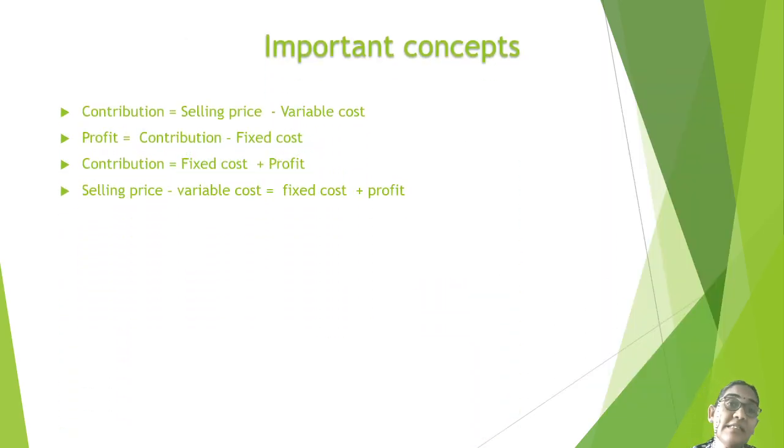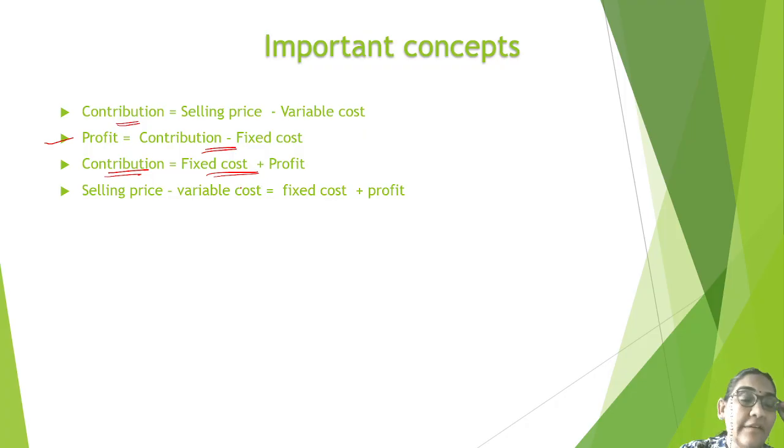Now, the important concepts that you should know when you're discussing marginal cost. Contribution is selling price minus variable cost, as I told you before. So from contribution, if you want to arrive at profit, contribution minus fixed cost will give you the profit. Therefore, contribution is equal to fixed cost plus profit. I have just rearranged these equations. Therefore, selling price minus variable cost is going to be equal to fixed cost plus profit.